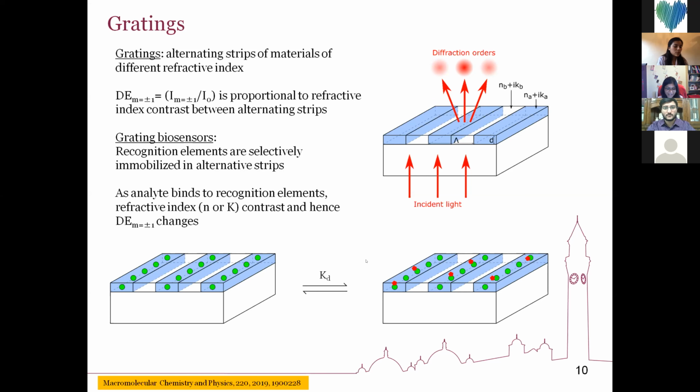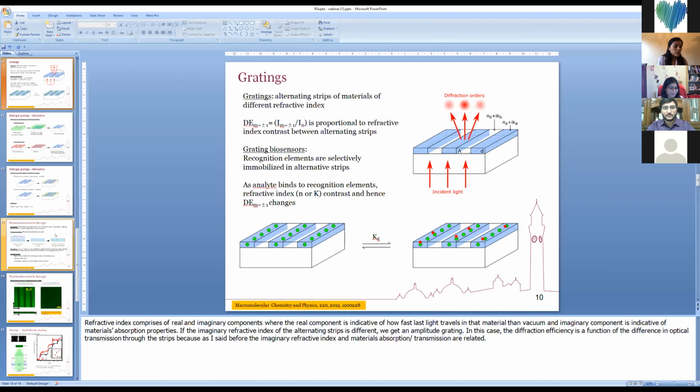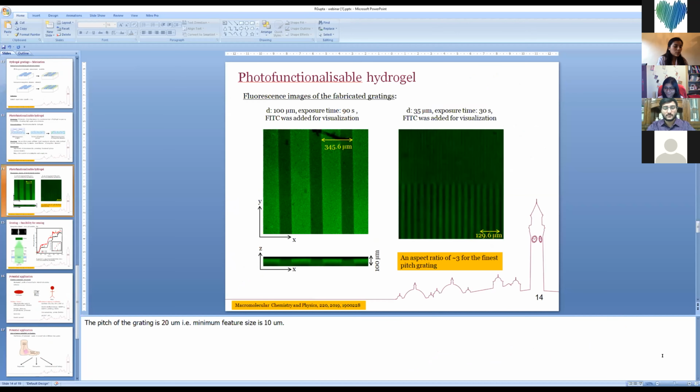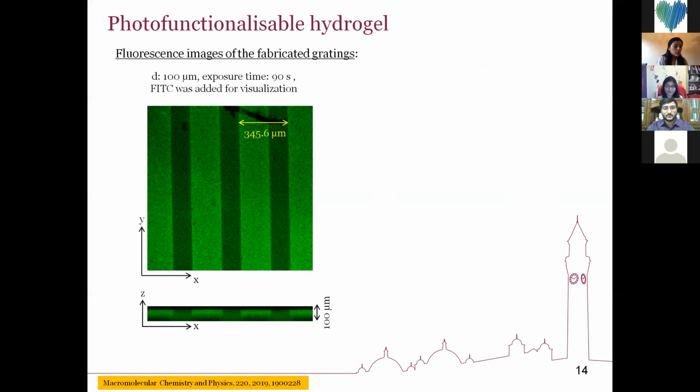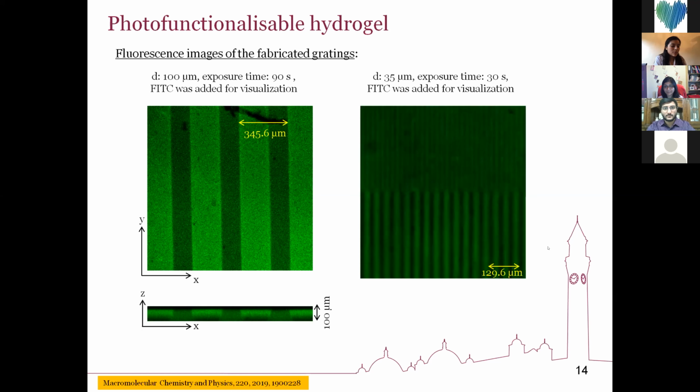I had some slides on how to make them, but probably I will skip those and go on to say some images of our gratings. So these are some of the images of the gratings that we have made in the hydrogels. And as I said, it's important that we make them in the entire volume of the gel because this gives us a bigger signal. And these are some of the finer pitch gratings.